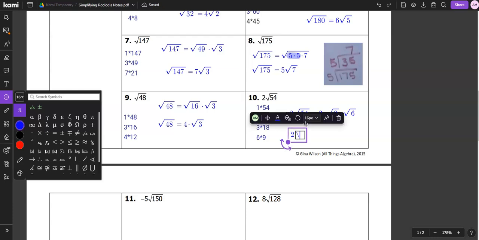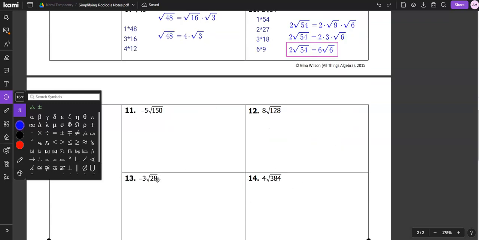So that gives me 2 times the square root of 54 is equal to 2 times 3 times the square root of 6. And 3 is from the square root of 9. The square root of 9 is 3. And that gives me my final answer for 2 times the square root of 54 being equal to 6 times the square root of 6. And I'm actually going to leave it there.